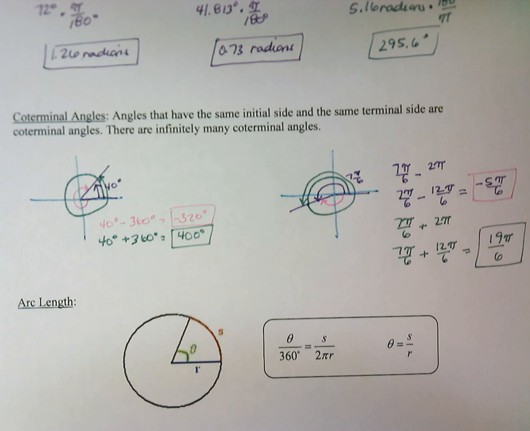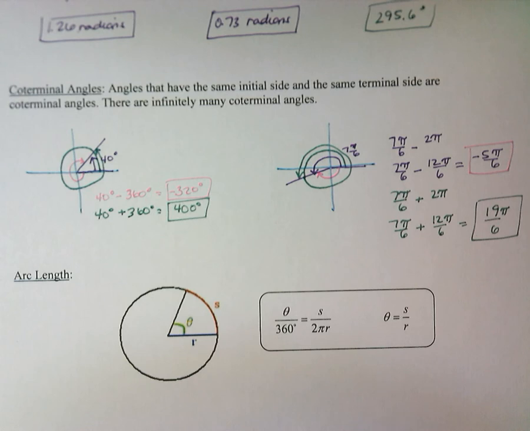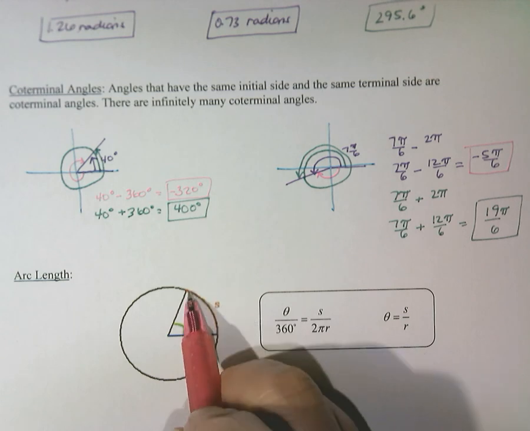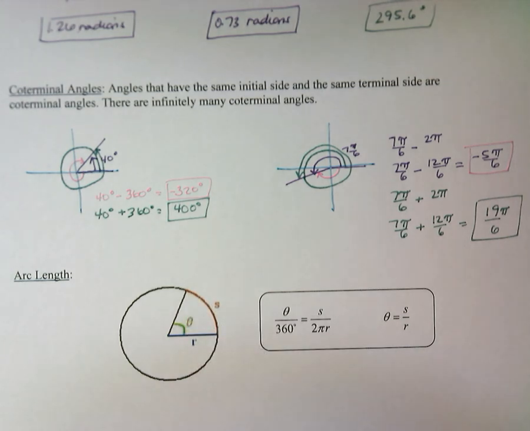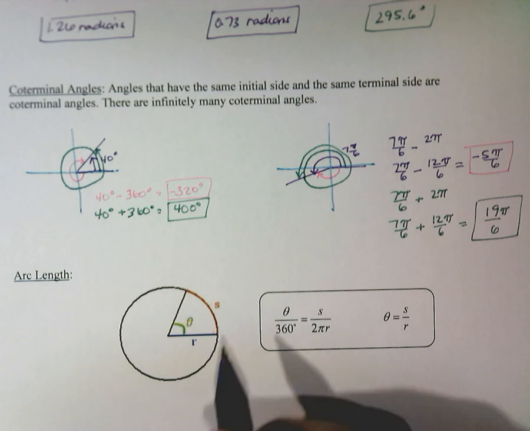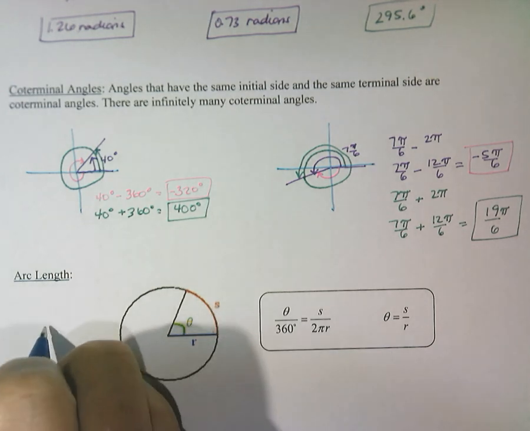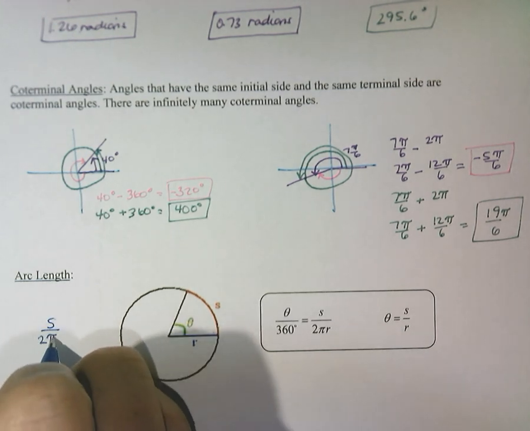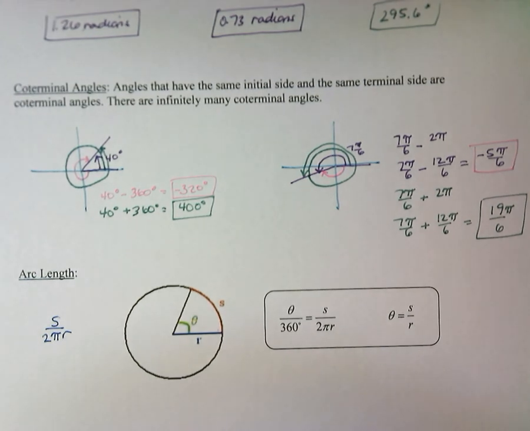The last thing we're going to do in this section is talk about arc length. You did this in geometry. So what you've got, if this is a circle, S is this arc length here. It's the measurement of the outside of the circle. So it's part of the circumference. So that's where we get this formula. The part of the circumference is S. The whole circumference is 2 pi r. This r here is a radius.